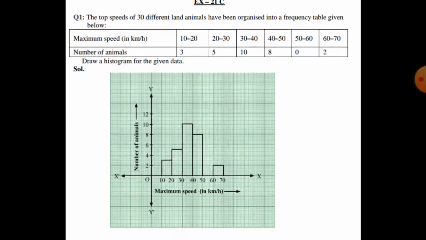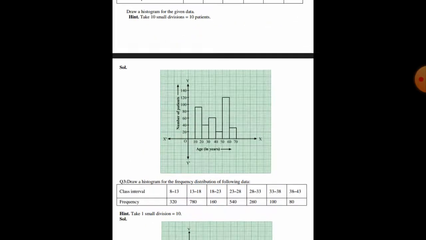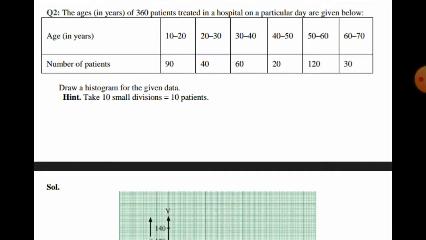Now similarly, see the next question, question number 2. The ages in years of 360 patients treated in a hospital on a particular day are given below. So here ages and the number of patients are given. The number of patients in the age group of 10 to 20 is 90. Similarly, in the age group of 20 to 30 it is 40, 30 to 40 it is 60, 40 to 50 it is 20, 50 to 60 it is 120, and 60 to 70 it is 30.